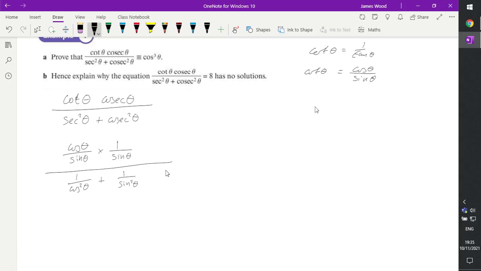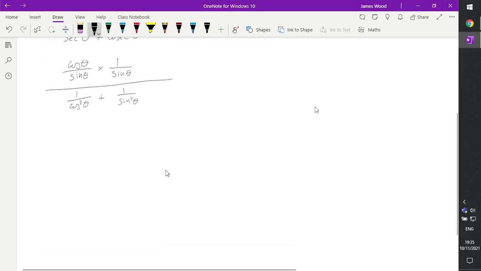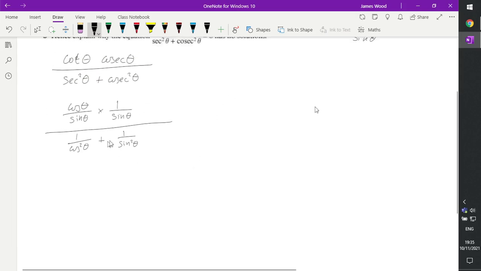Now let's keep going. Let's look at the bottom of this fraction a bit more. I'm going to try and add these fractions together. So I'm going to create a common denominator of sine squared cos squared. Actually, I will simplify the top at the same time. This can just become cos theta over sine squared theta on top. And on the bottom, common denominator of sine squared cos squared. On the top of that fraction, you're then going to get sine squared plus cos squared.